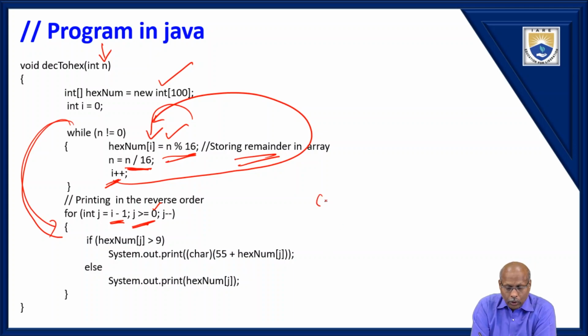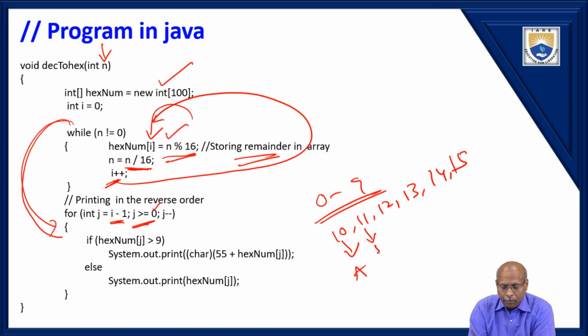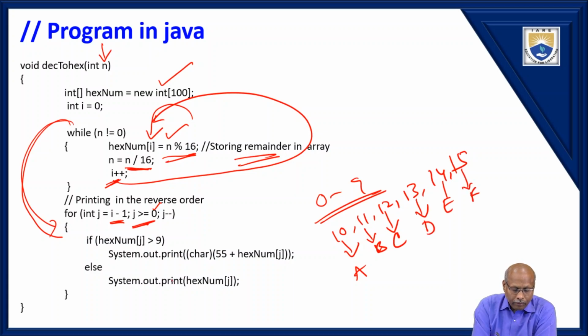If it is 0 to 9, then print as it is. Whereas if it is 10, 11, 12, 13, 14, 15, then you can print the corresponding hexadecimal character. 10 means A, 11 means B, 12 means C, then D, then E, then F. So, to convert this value into the corresponding hexadecimal character, what will you do?